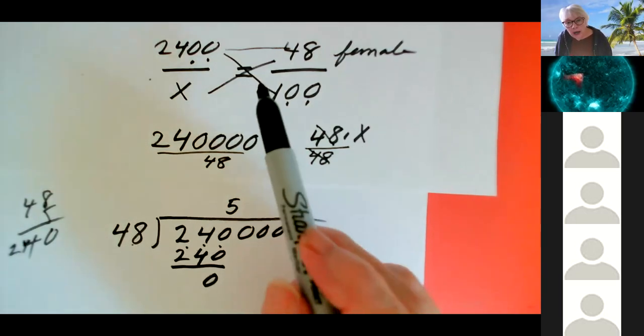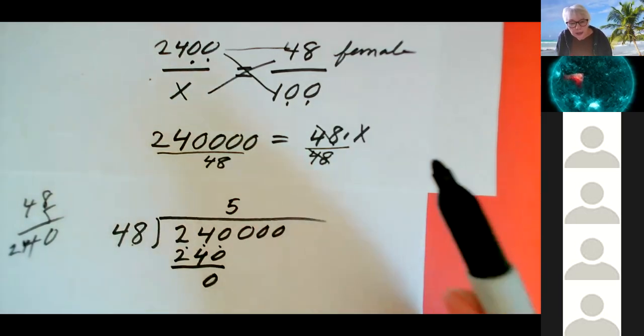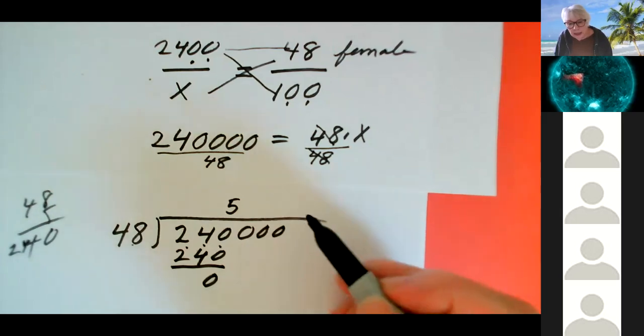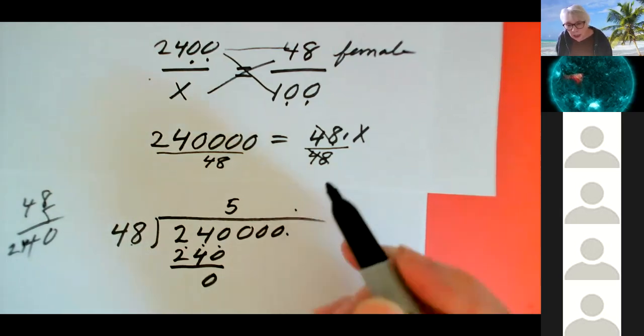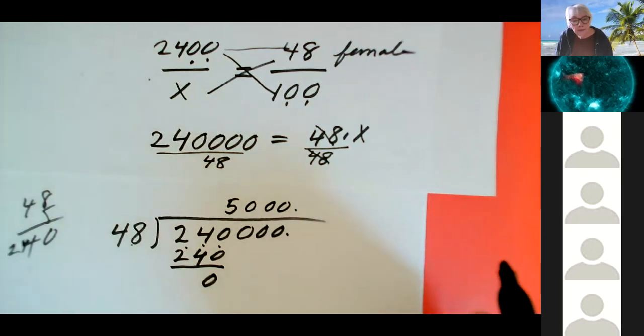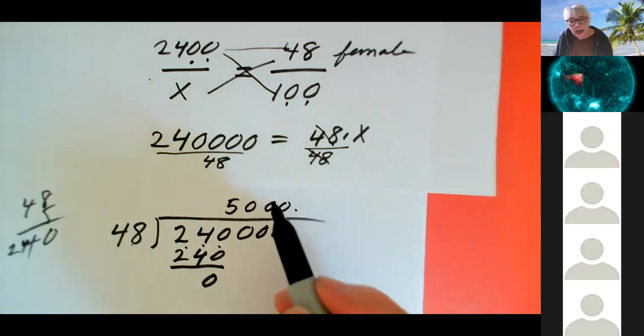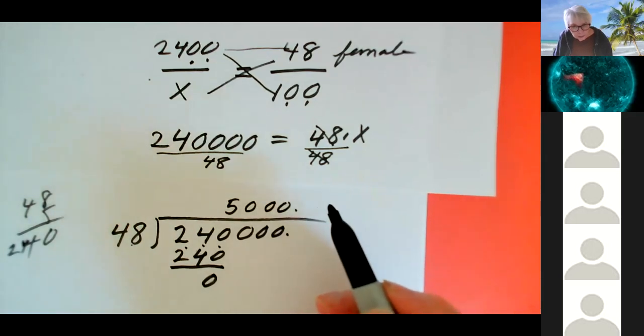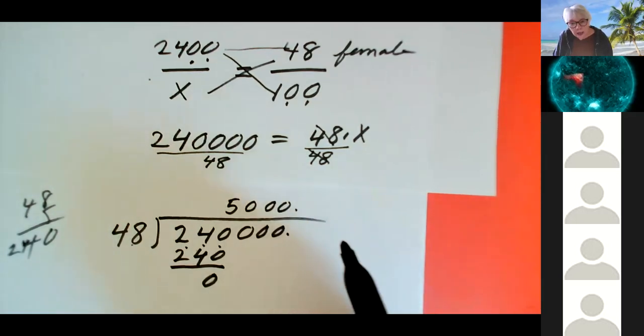I knew it would be higher than 48, and so I just guessed that. Here's where the decimal is. I need to add the zeros to make this right. What's our answer? X is 5,000. Okay? Let's pretend you cared.